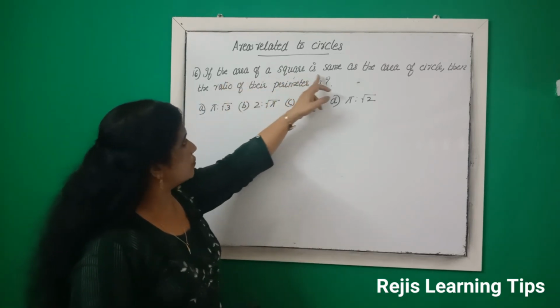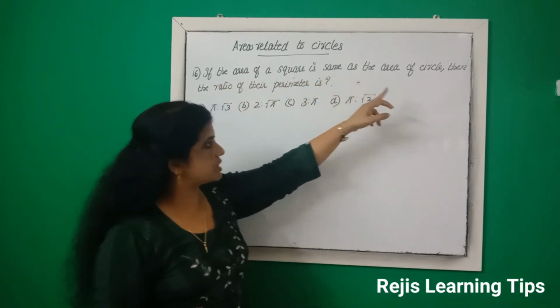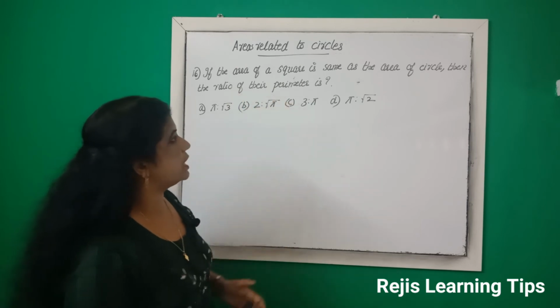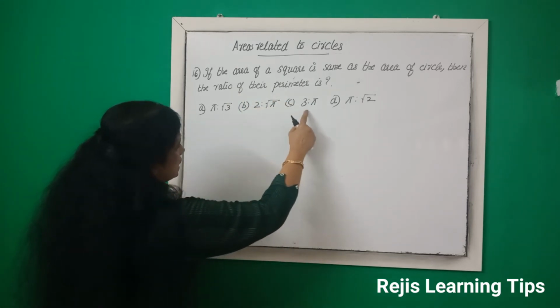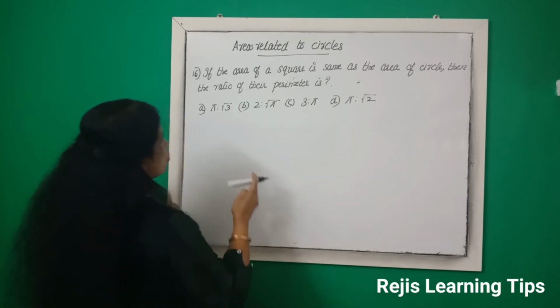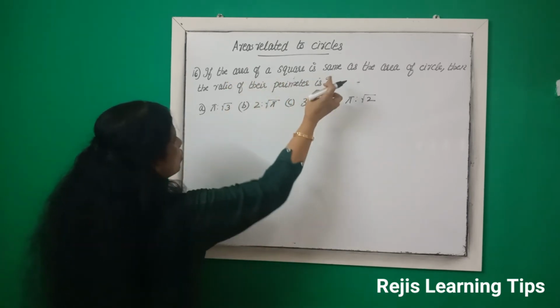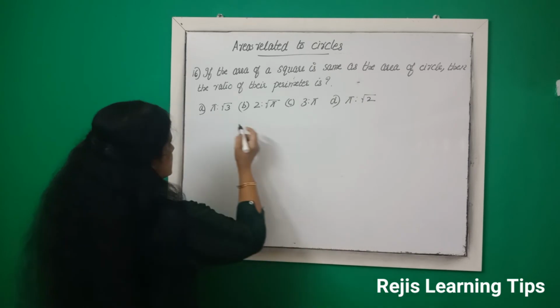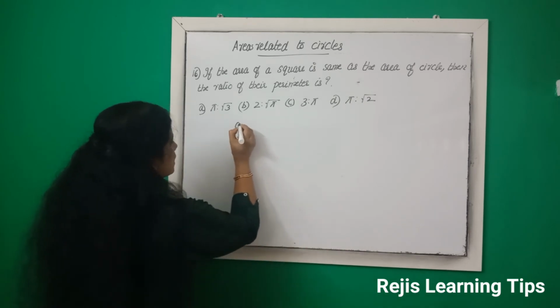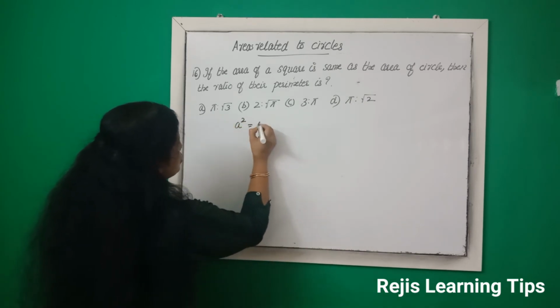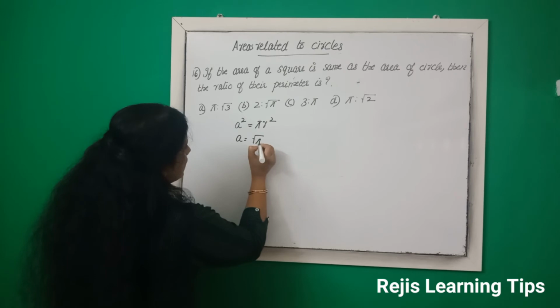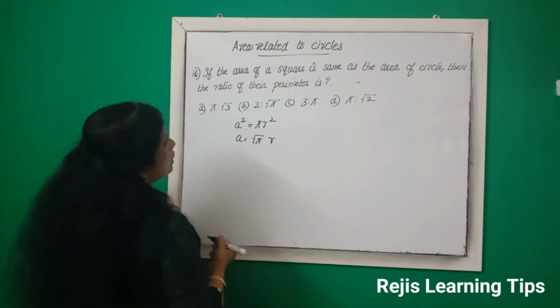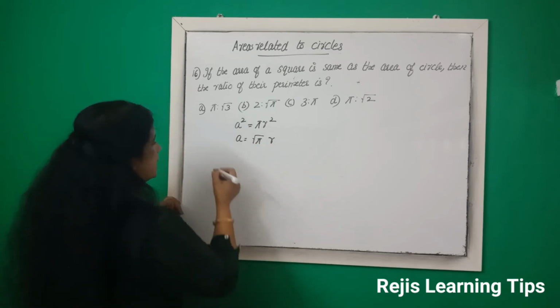If the area of a square is same as the area of a circle, then the ratio of their perimeter is pi is to root 3, 2 is to root pi, 3 is to pi, or pi is to root 2. The area of a square is same as the area of a circle. Area of a square is equal to pi r square. Therefore, a is equal to root pi r.